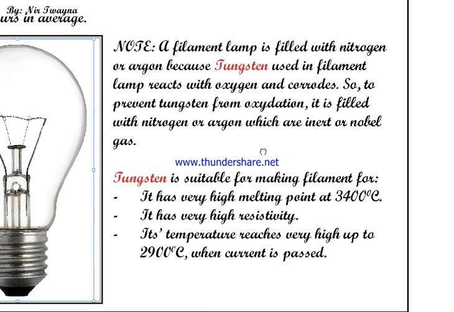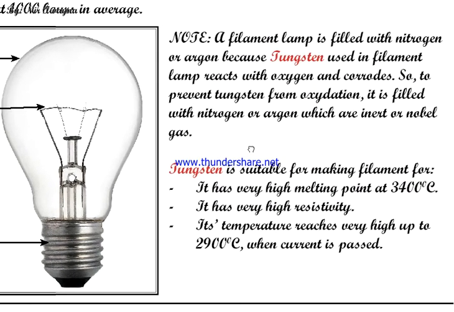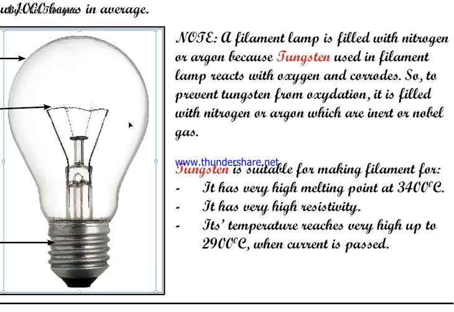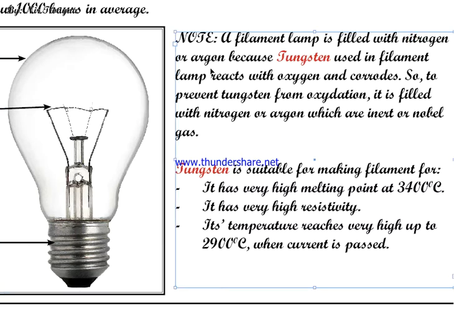Nitrogen is a noble gas, and argon is an inert gas. Both of them do not react with tungsten. That's why an electric bulb is filled with either nitrogen or argon. A filament lamp is filled with nitrogen or argon because the tungsten used in a filament lamp reacts with oxygen and corrodes. Corrodes means it forms oxide and becomes powder, tungsten oxide. So to prevent tungsten from oxidation, it is filled with nitrogen or argon, which are inert or noble gases.